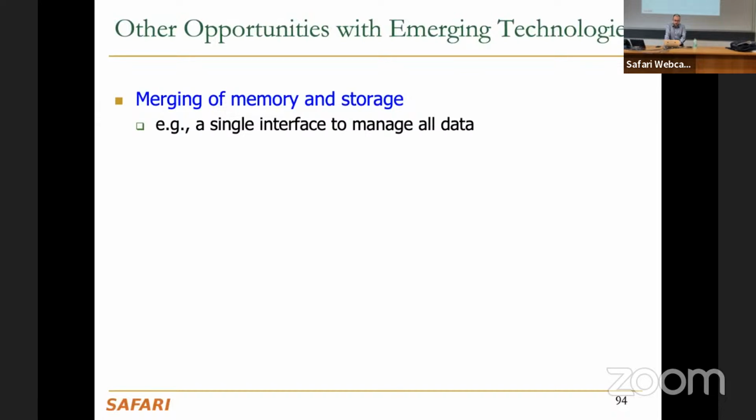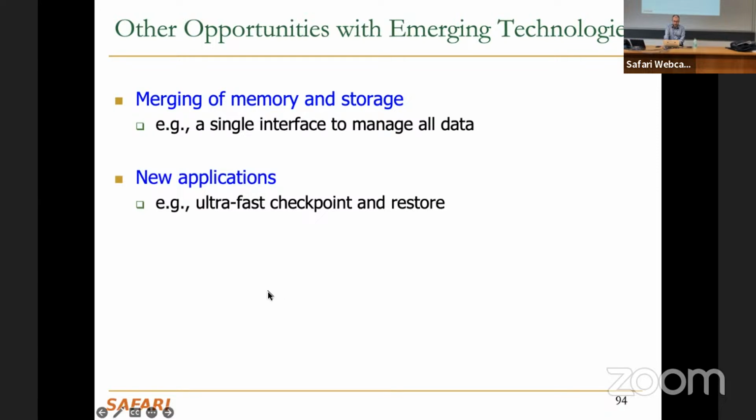So here I'm going to list some of these basic opportunities. We're going to cover a few of them. One potential opportunity is merging of memory and storage. Currently they are not merged, like we have DRAM and we have SSD or hard disk. Potentially with emerging memory technologies, because they are non-volatile, you can actually merge them and use a single interface to manage all data.